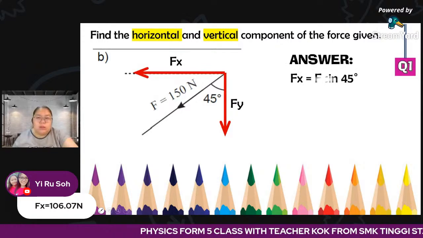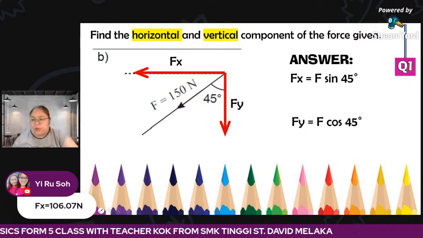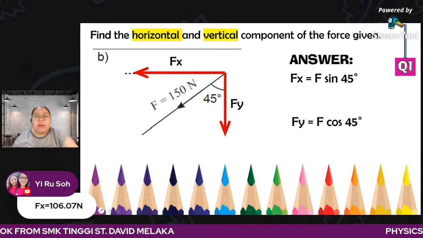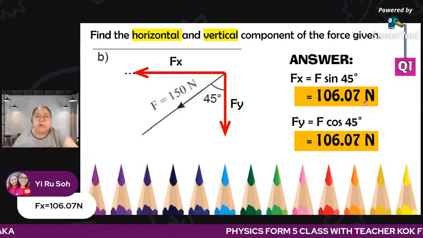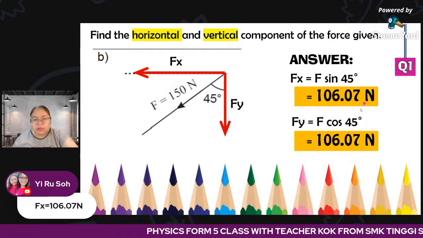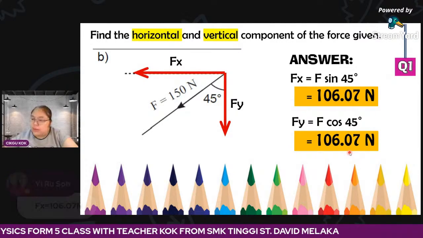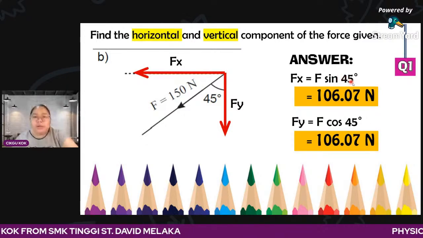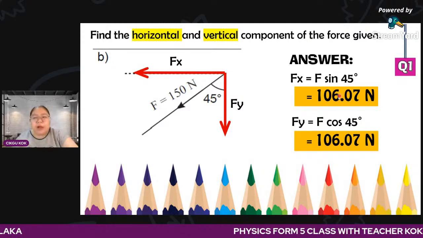Fx using cos, Fy using sine. Yenru also gives me the same answer, so we go to check. 106.07 Newton, correct? So for the cos, also the same. In what situation are both the same? When you find 45, because cos and sine of 45 give the same answer. So from here we find that both are the same answer.